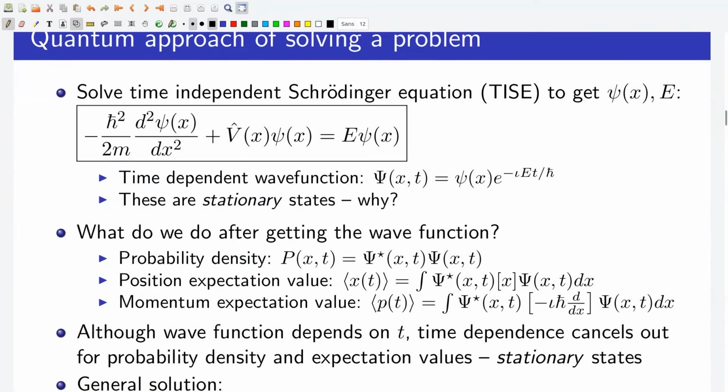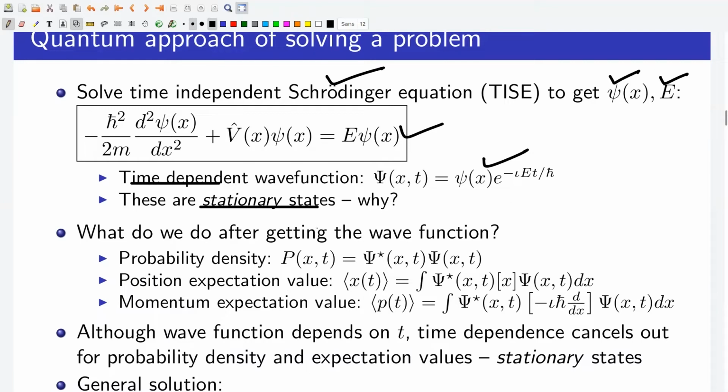In quantum mechanics, the first thing that we have to solve is the time independent Schrödinger equation, and we get the eigenfunction ψ(x) and eigenvalue E by doing that. Once we have solved that, we can write the time dependent wave function as ψ(x,t) equals ψ(x) times e to the power minus iEt/ħ. These are known as the stationary states.